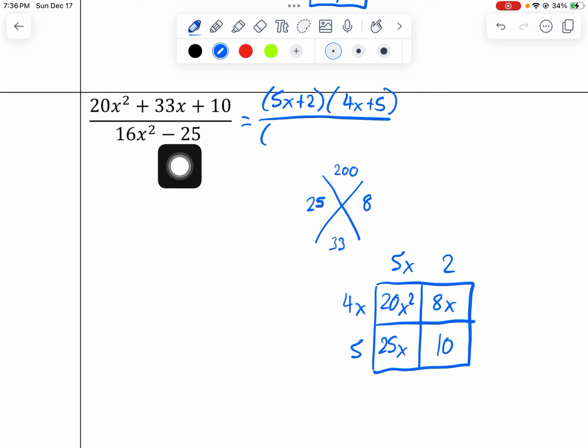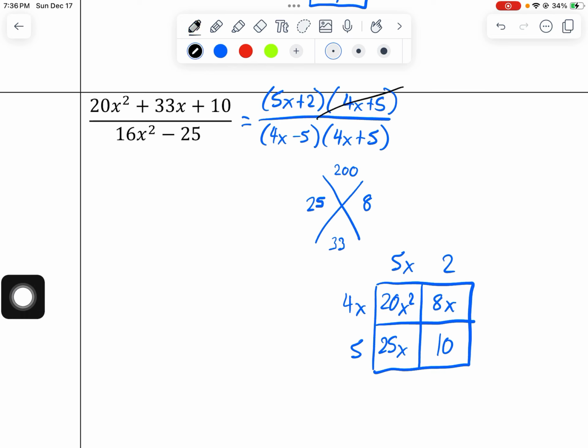a difference of squares because we see two perfect squares. It would be 4x minus 5 and 4x plus 5. Okay. Again, probably on the right track because we do see a common factor between the top and the bottom. So I'm going to cross those out, and then I'm going to be left with 5x plus 2 over 4x minus 5.